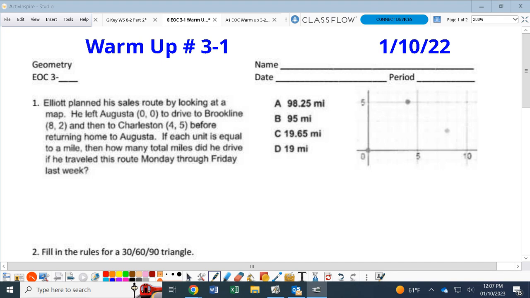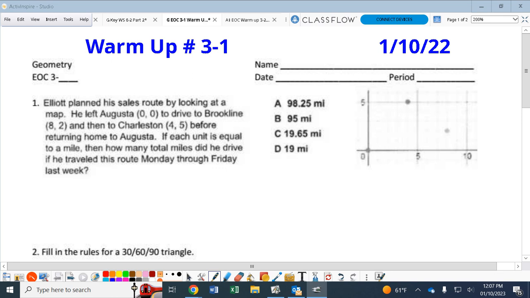Today we're going to be doing our first warm-up. You're going to see that throughout this 9 weeks, you're going to get more and more things that are for the EOC review. One of these is the EOC review. One is going to be the review of the 30, 60, 90 rules, which will apply to the EOC also, but it's also going to apply to today's worksheet.